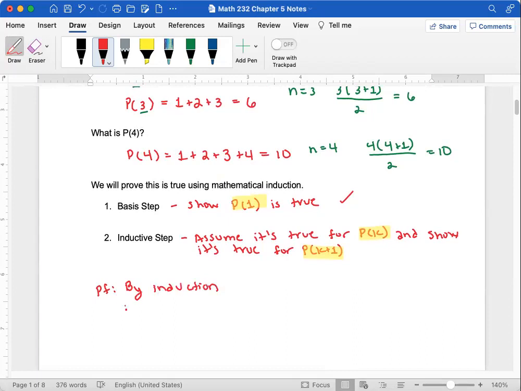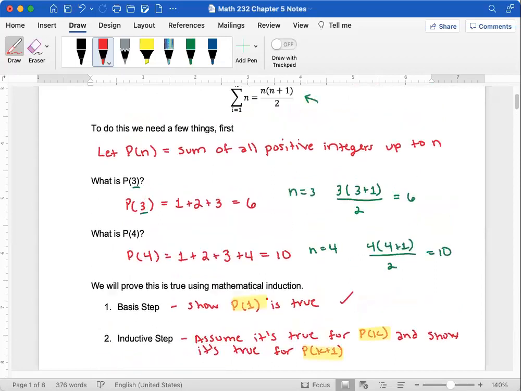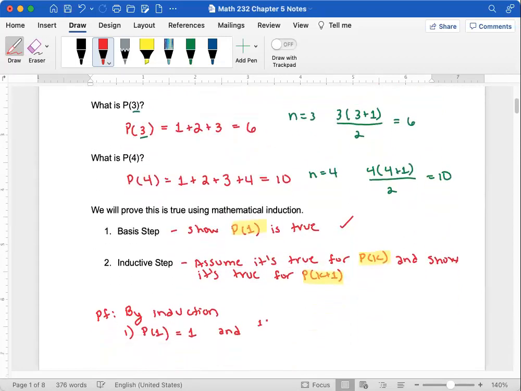Okay, so first step then is to show that P of 1 is going to work. So in my formula, P of 1 means I'm looking at just the first integer, which equals 1. Okay, great. Now I'm going to go ahead and plug 1 in for n in the formula. So we're doing 1 times 1 plus 1 all over 2, which comes out to 1 times 2, which is 2, divided by 2 is 1. Cool. It worked. Nice. So we have shown that P of 1 is true. Now I'm going to assume that it works up to the kth integer.